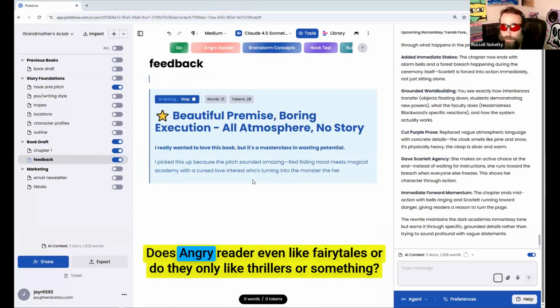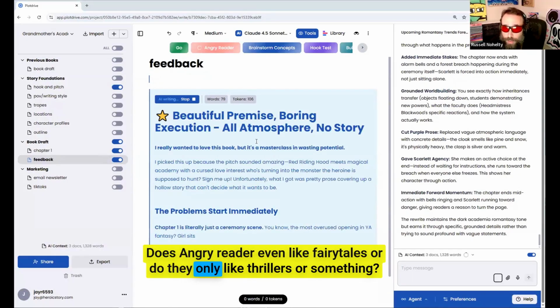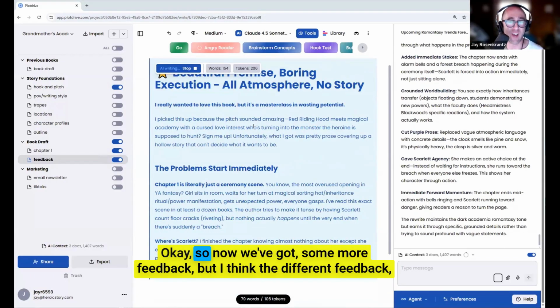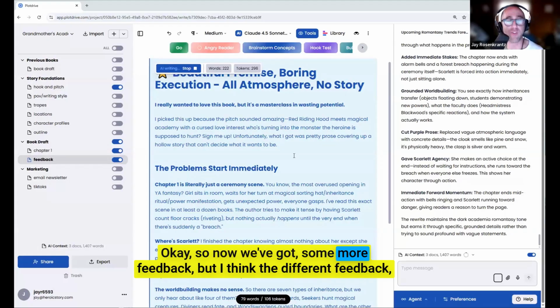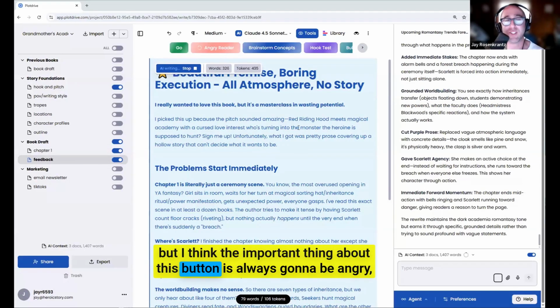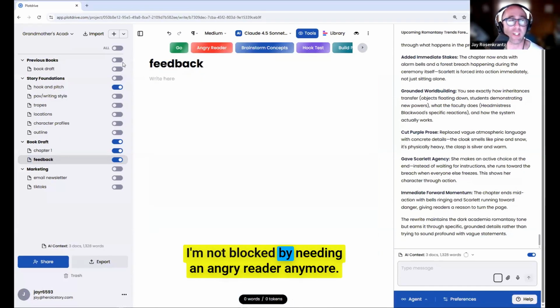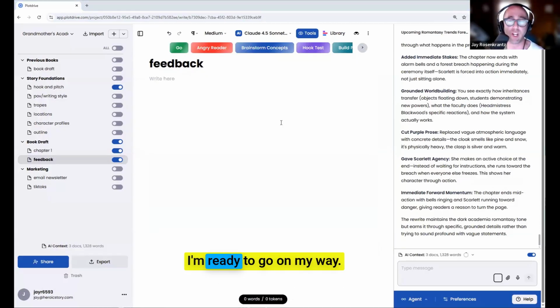There's a question: does Angry Reader even like fairy tales, or do they only like thrillers or something? That's a good question. Okay, so now we've got some more feedback, a different feedback. I think the important thing about this button is it's always going to be angry, so we'll always find something wrong. And you know what? I'm not blocked by needing an angry reader anymore. I'm ready to go on my way.